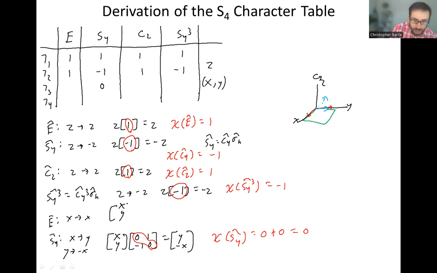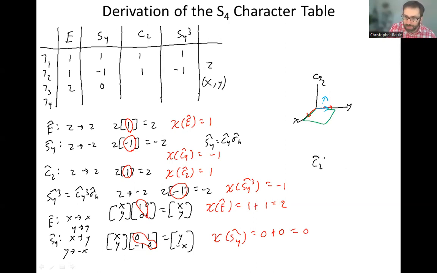And for identity now, we know we have to keep x and y together. So now we have the identity matrix that explains how x and y go to x and y. That's 1s across the main diagonal. We take the trace of that matrix, and we get 1 plus 1, which is equal to 2. So we got a 2 here.